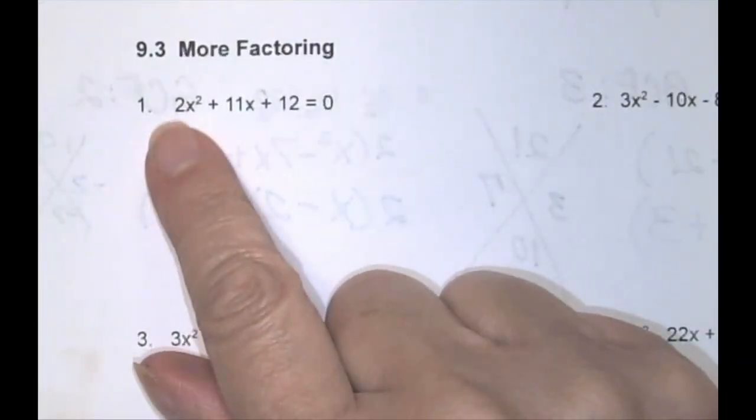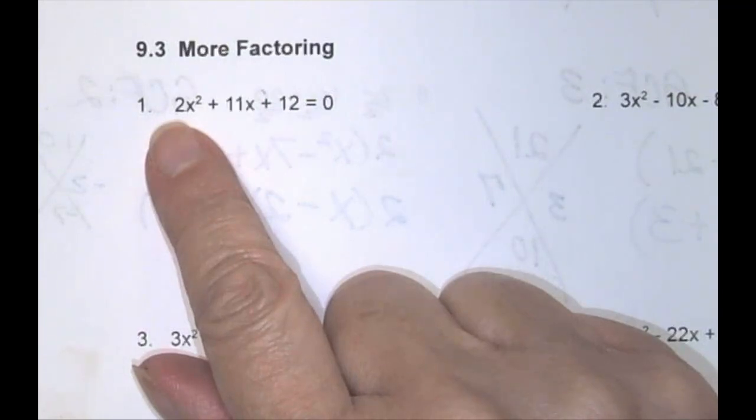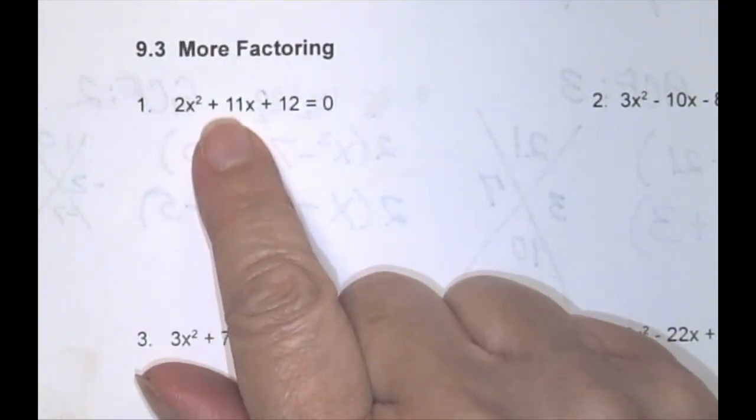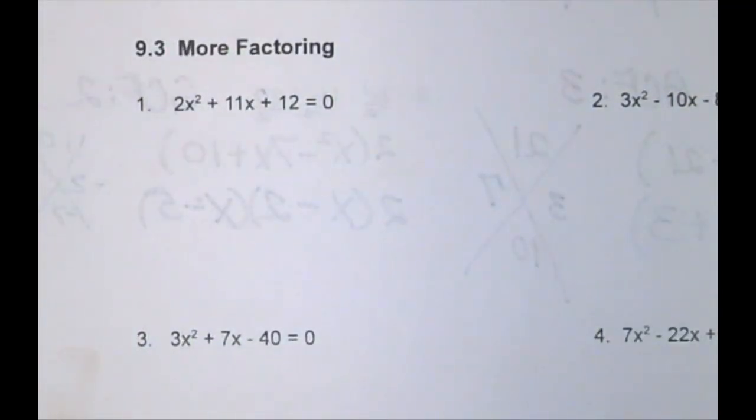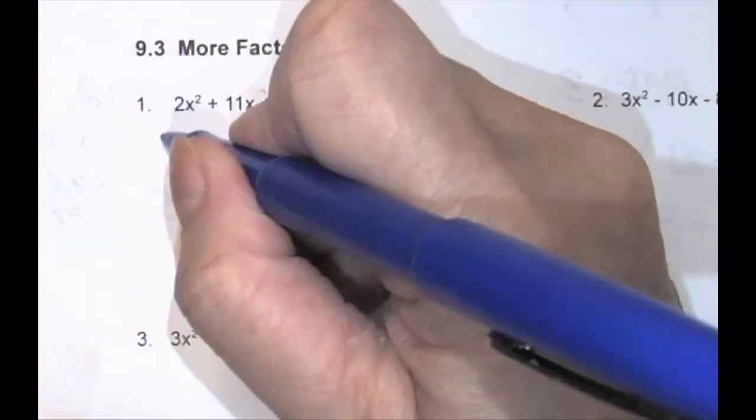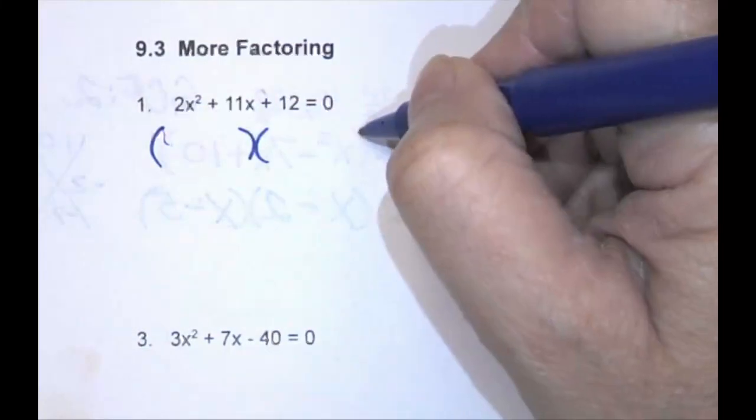Well, if you'll notice on this one, it's not a GCF. 2 does not go into 11. Therefore, I can't factor out a GCF. So this one is just factoring. It's going to factor like this.